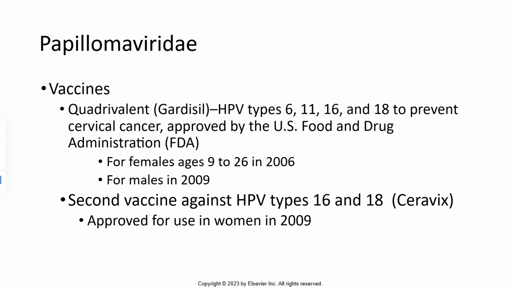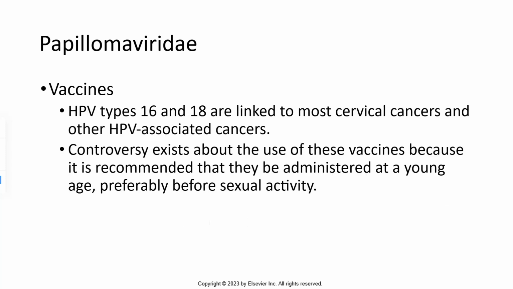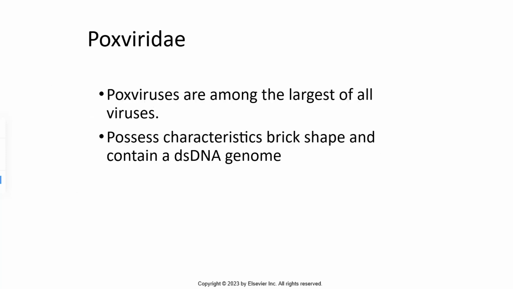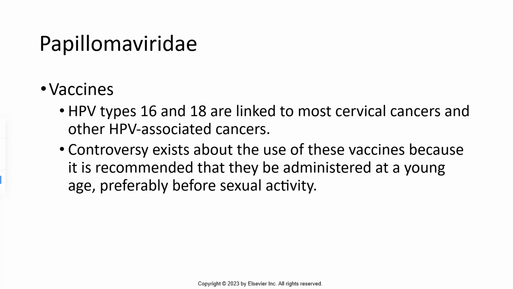But either way, they recommend that before anyone becomes sexually active, they get vaccinated, and it's usually a series of 3 vaccines taken about 6 months apart. A second vaccine against HPV types 16 and 18, Cervarix, was approved for use in women in 2009. HPV types 16 and 18 are linked to most cervical cancers and other HPV-associated cancers. Controversy exists about the use of these vaccines because it's recommended that they be administered at a young age, preferably before sexual activity.